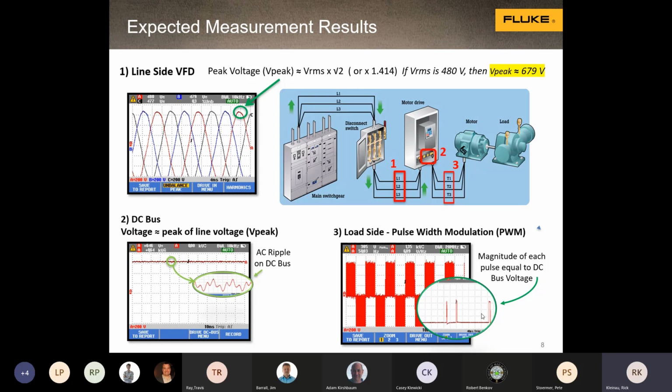Now, because the pulses come from the DC bus, the height of each pulse should be the level of the DC bus, which is pretty close to the peak of that AC sine wave coming in. So there are some reference points when you start making measurements with a fancy tool like a scope or the PowerLogger that you can look for here.